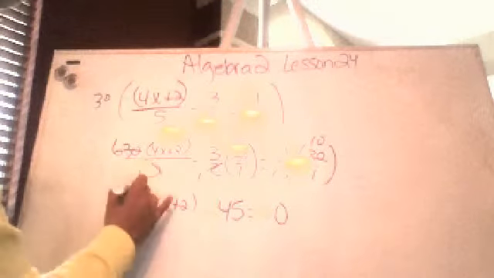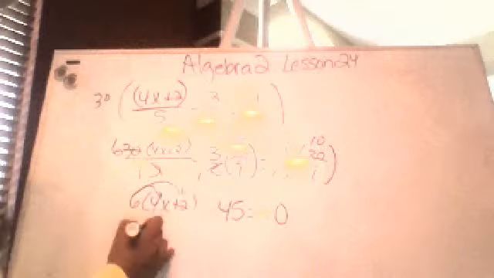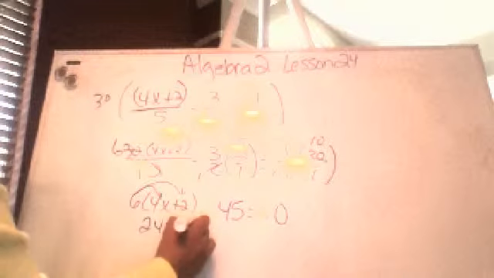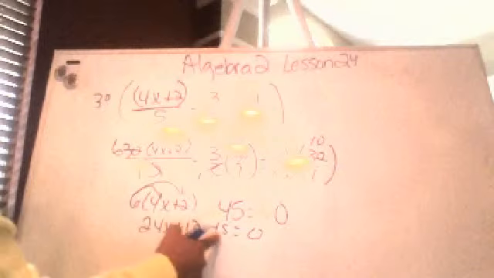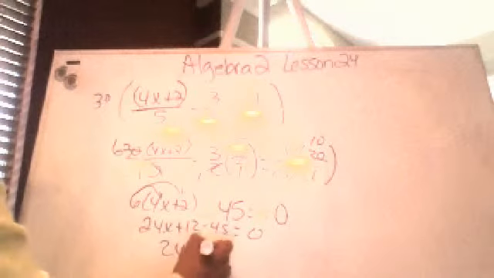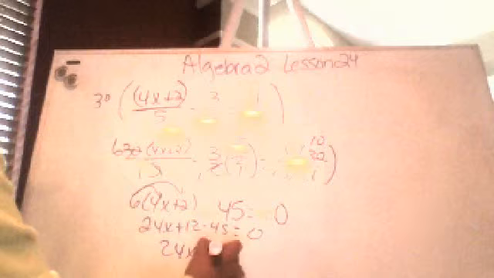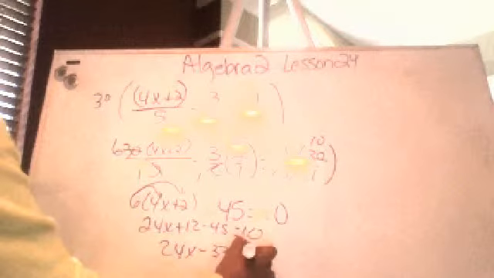Well, now I have to solve. My first thing I have to do is distribute. So this has to be distributed to every term in here. So it's 24x plus 12 minus 45 equals 10. Well, what's 12 and 45? They're different signs, so you find the difference. So you have 24x minus 33 equals 10.